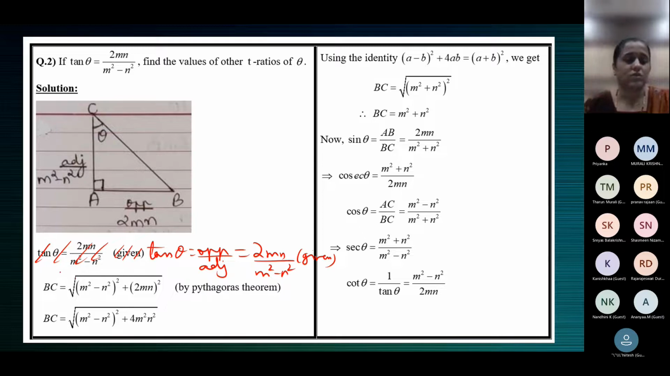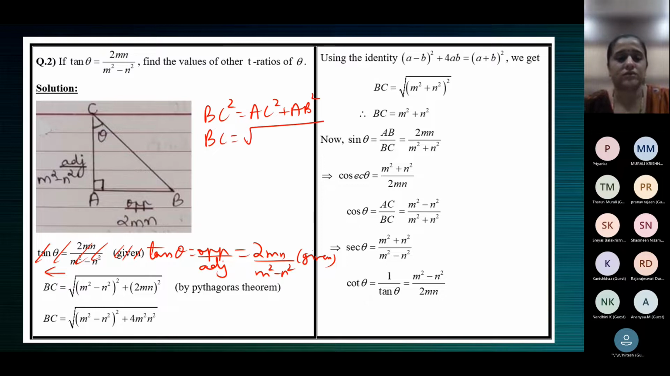And here, if you want, you can include BC square is equal to AC square plus AB square. So BC is equal to square root of AC square plus AB square. And this will be the next step. After that, this will be the next step.